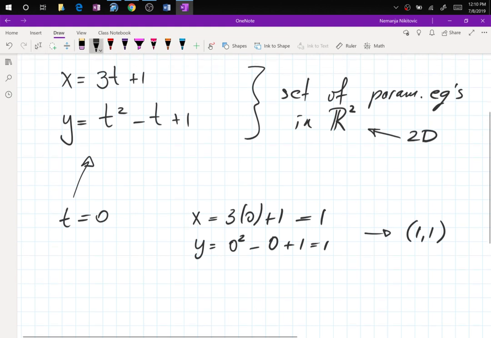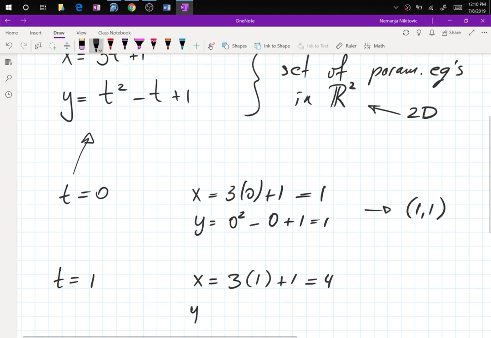You can say, all right, so let's say this is time in intervals of 1 second. So what happens as the 1 second passes? Well, I can calculate x for 1 second, which is 3 times 1 plus 1, which is 4. And then y equals 1 squared minus 1 plus 1, which is 1. So now the object is at 4, 1.